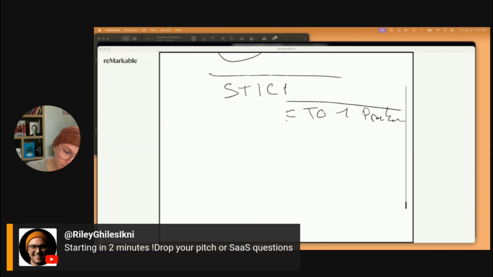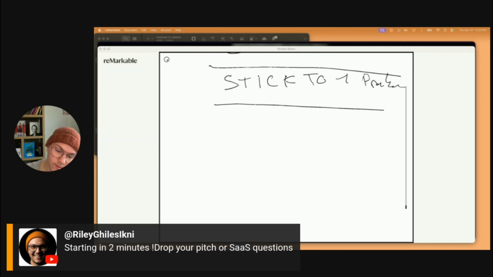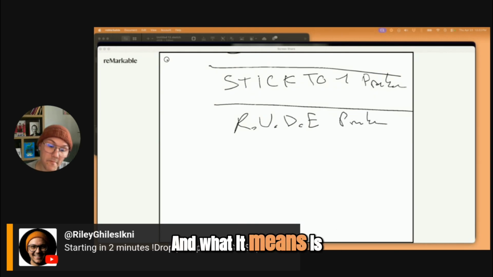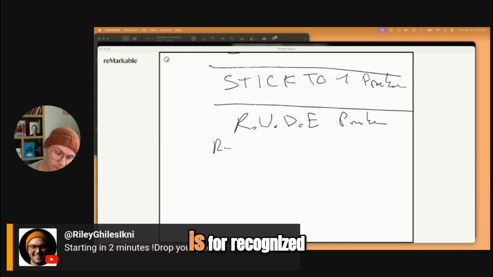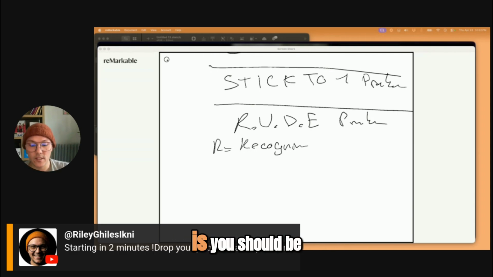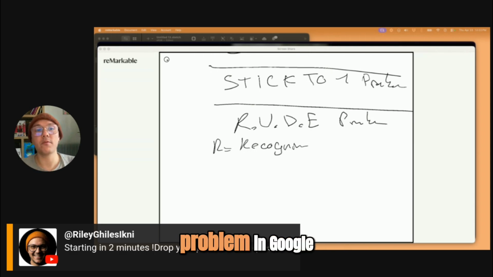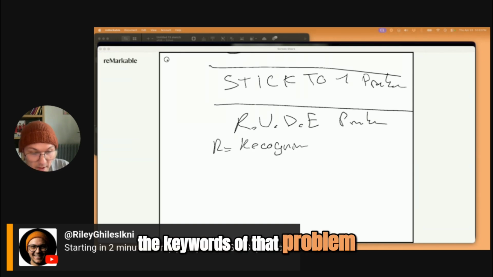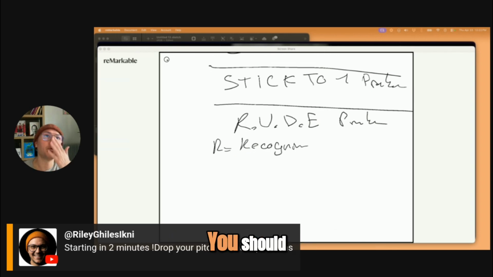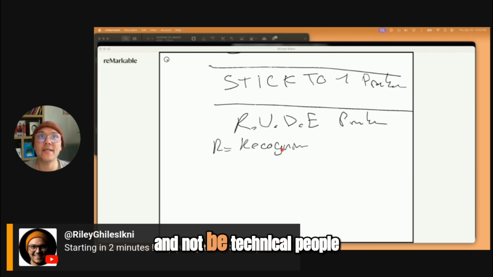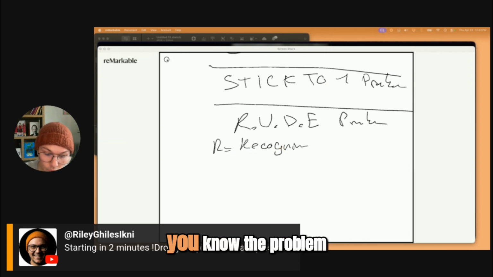So now, how do you pick a problem? Here's my formula. I call this the RUDE framework. RUDE problem framework. And what it means is R is for recognized. So what that means is you should be able to type the problem in Google and it should give you results. You can go to Google Trends and type the keywords of that problem and you should have results. You should hear people literally say the problem and not be technical people. That's how you know the problem is recognized.